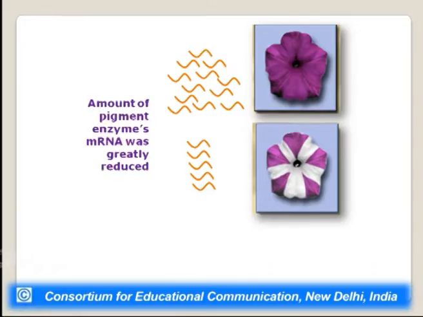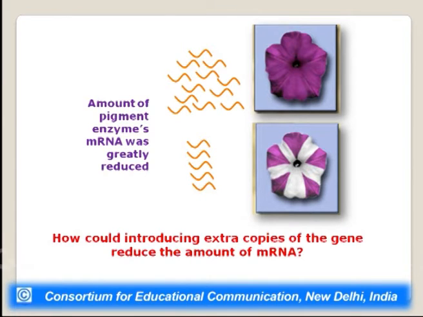So, this basically perplexed the scientists for almost a decade, and in fact what they found out was that the amount of pigment enzyme mRNA was greatly reduced. So, if in a normal purple flower there was so much mRNA present, the mRNA was reduced, which was quite obvious because there was less of the protein and therefore there was less mRNA also which was obtained.